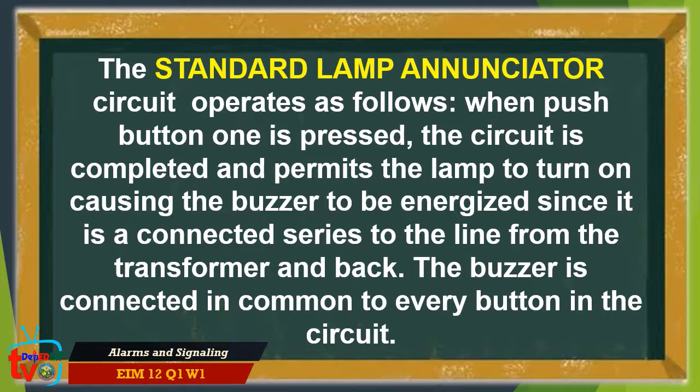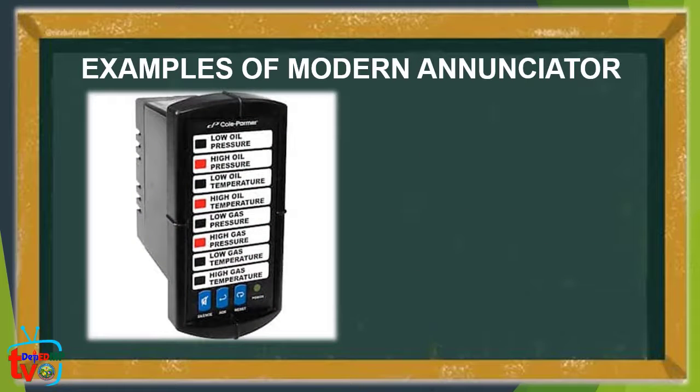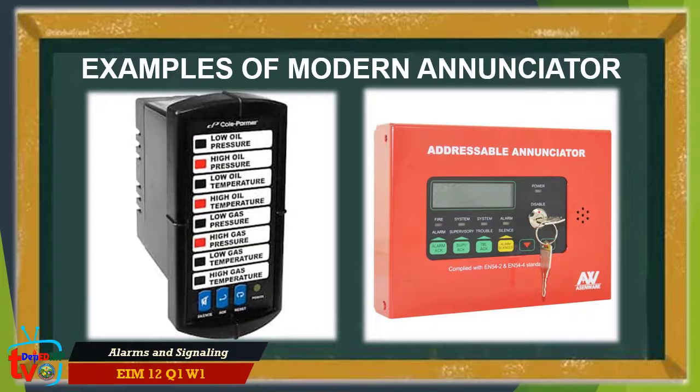The standard lamp annunciator circuit operates as follows. When push button 1 is pressed, the circuit is completed and permits the lamp to turn on, causing the buzzer to be energized since it is connected in series to the line from the transformer and back. The buzzer is connected in common to every button in the circuit. Examples of modern annunciators are presented below.